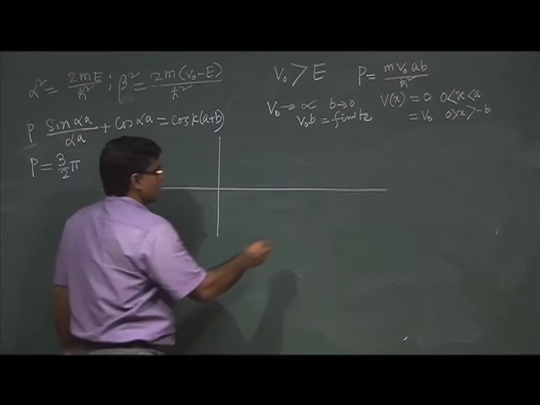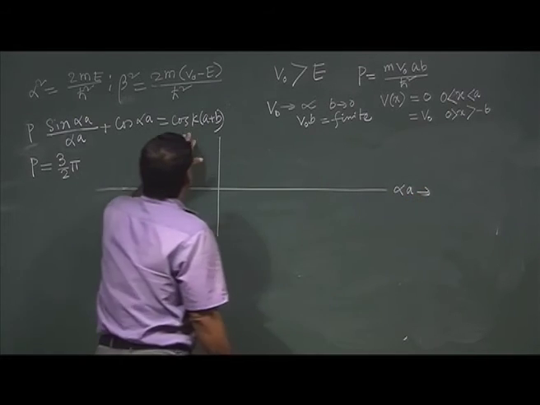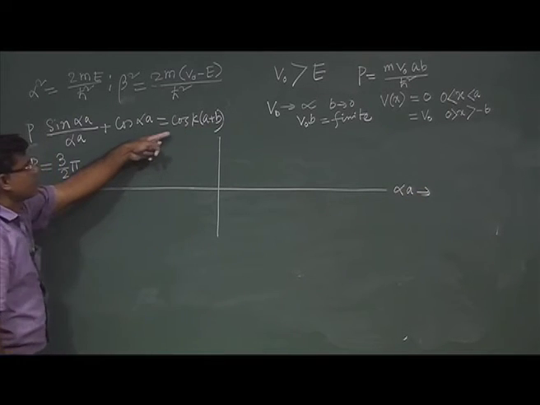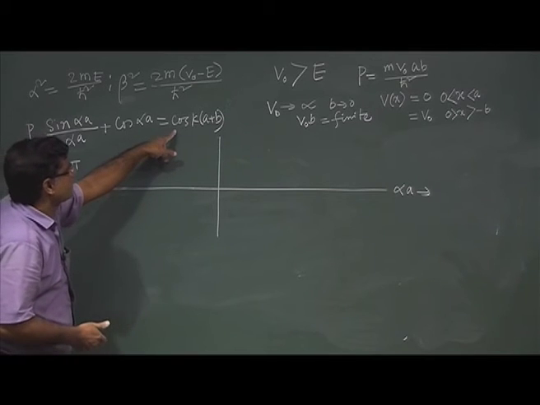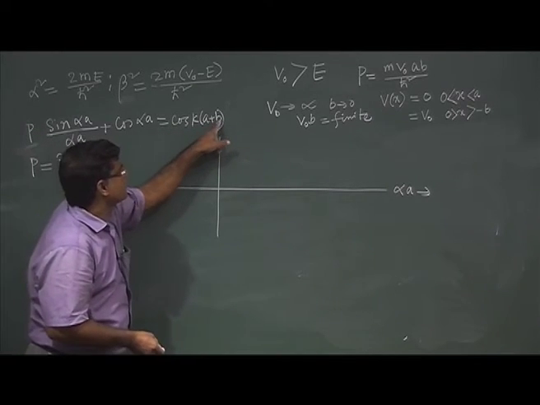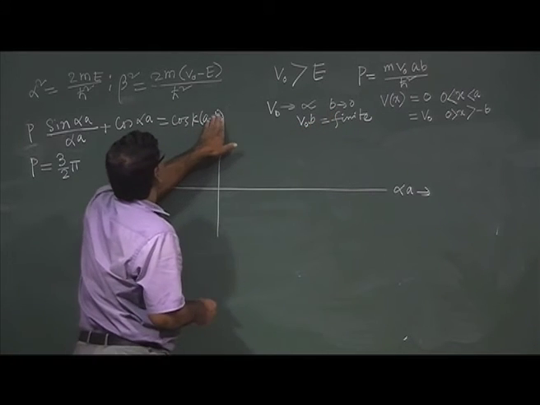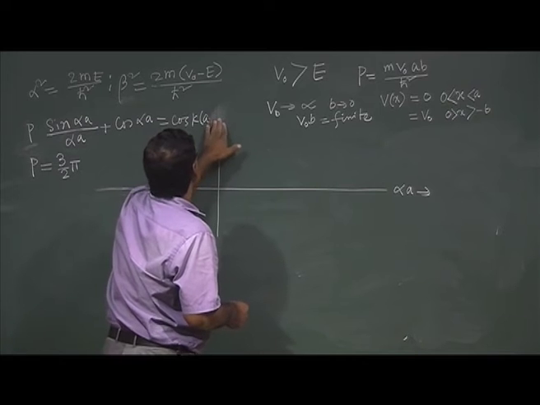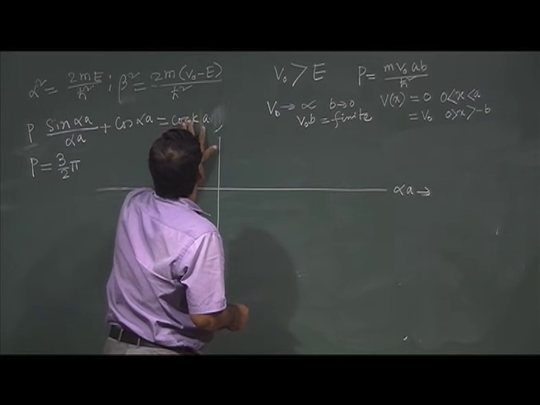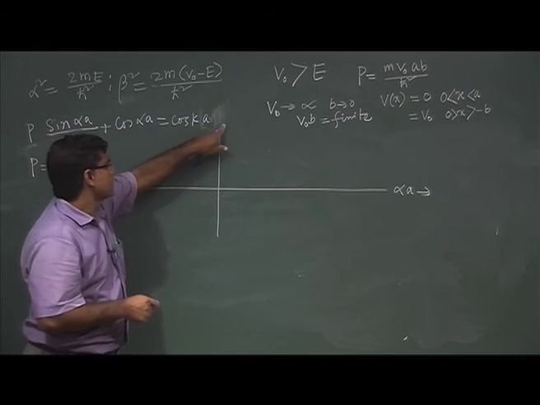So I will plot alpha a, and also I have to simplify more. Here also b tends to 0, so then I can remove this b. So this is basically cos k. Okay.